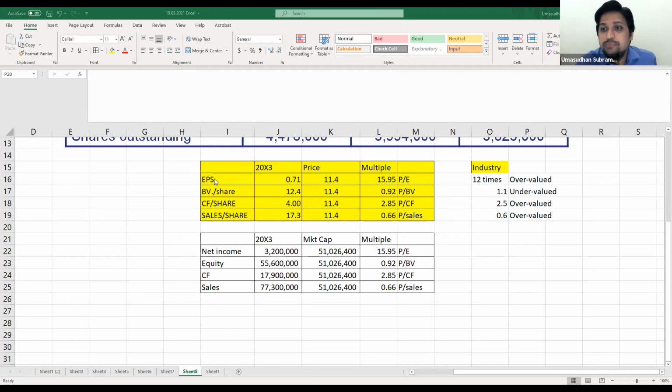Based on the industry PE ratio of 12 times, can you tell me at what price this stock should be trading? Industry PE ratio is 12 times. So how much should the price of this company be? The company is trading at 16 times EPS, but we expect it to trade at 12 times EPS. So if this company is trading at 12 times EPS, what should be the intrinsic value of this particular stock? Can someone estimate that?